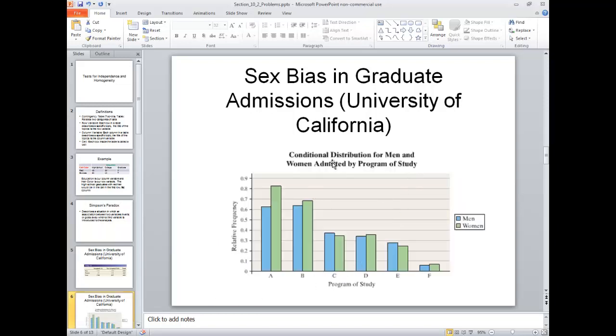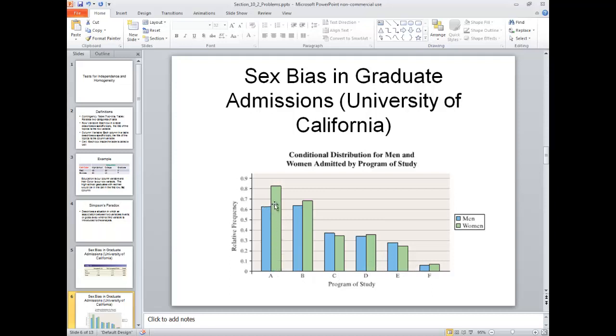But if we take a look at the programs of study, here we look at the relative frequency, and the light blue is men, the light green is women. This is the amount admitted. You see the women are greater in A, greater in B, pretty much the same in C, pretty much the same in D, pretty much the same in E, a little bit more in F, but not by much. So it appears when you look at it by programs of study that there is no discrimination. So how in the world could this happen?